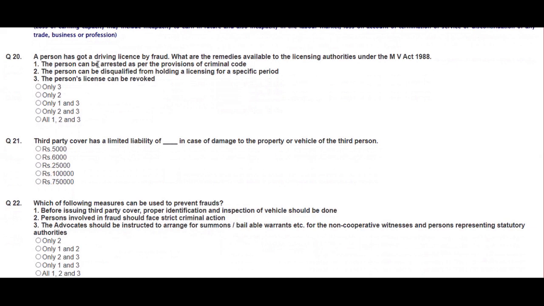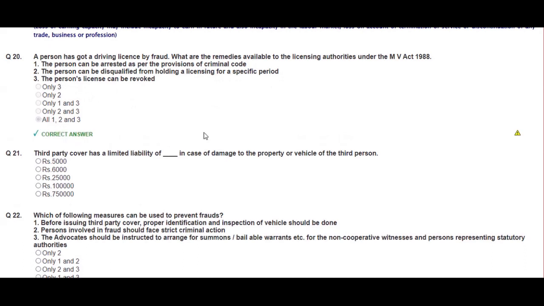A person has got a driving license by fraud, that remains available to the license authority under the Motor Vehicle Act 1988. The person can be arrested as per the provision of the criminal code. The person can be disqualified from holding a license for a specific period. The person's license can be revoked. All the 3.